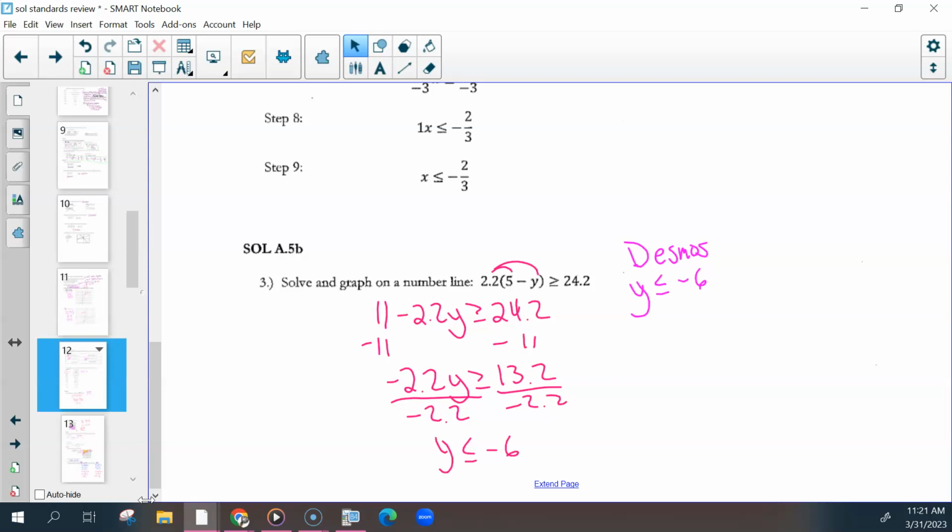It does say solve a graph on a number line, but I didn't do that part because we haven't talked about how to graph it. On a number line would be, you would have to change them to y values, and it would have to be vertical. If it was x, you could have done it like a normal number line, though.